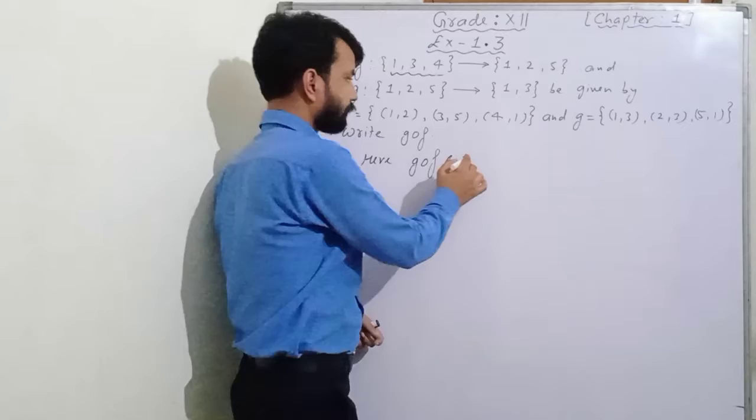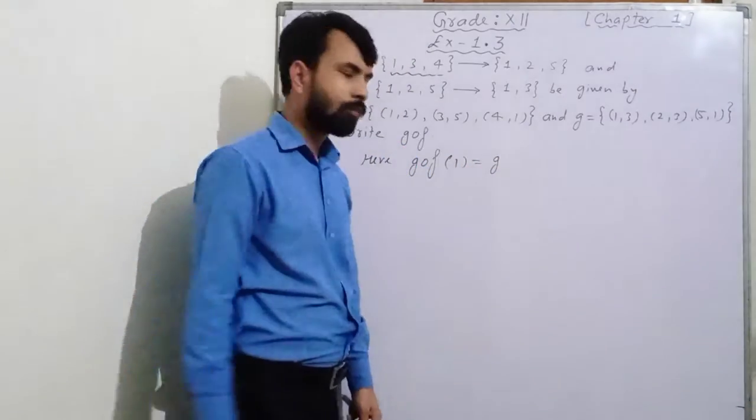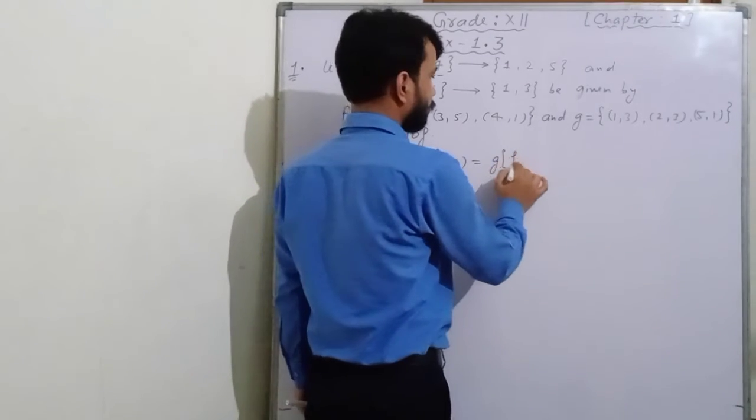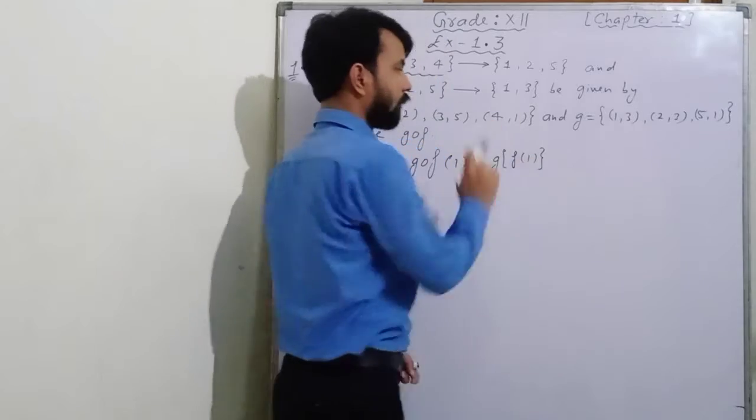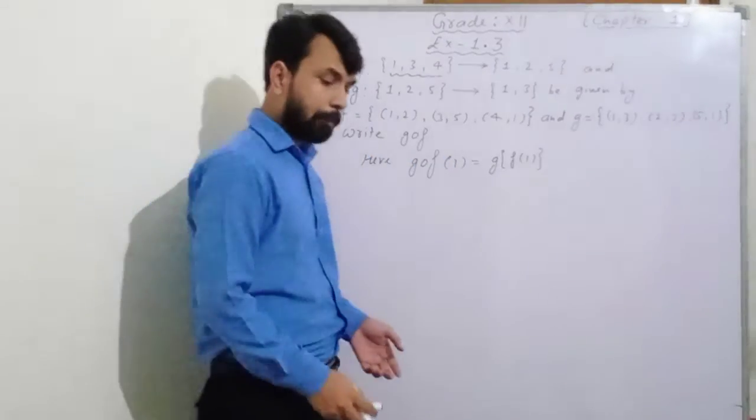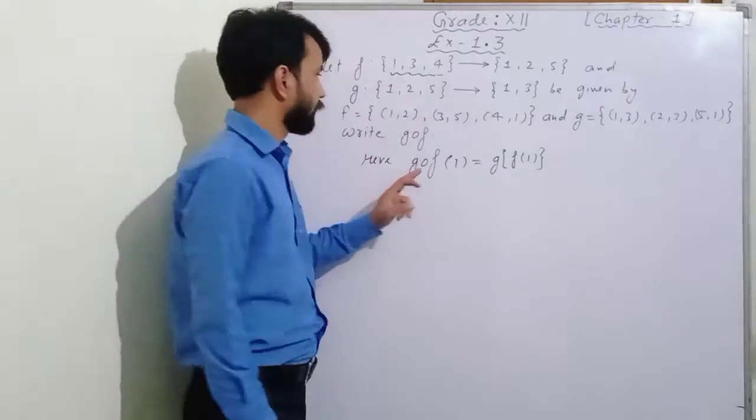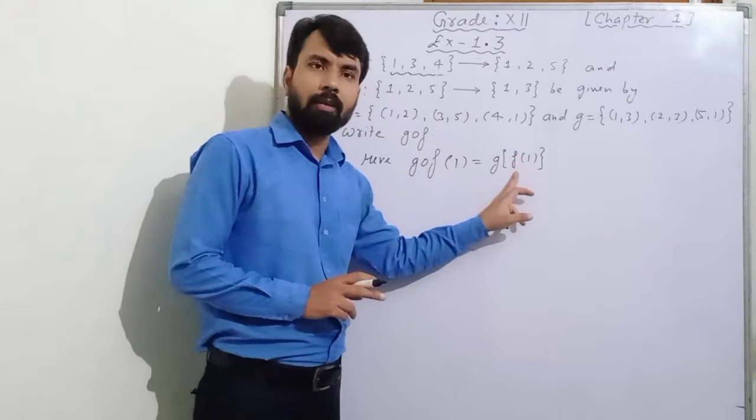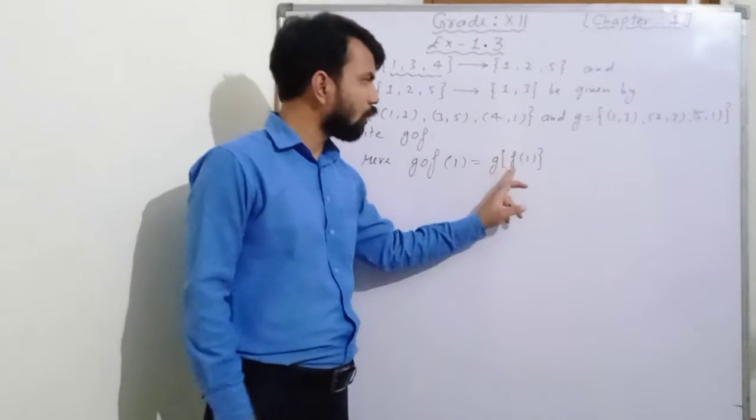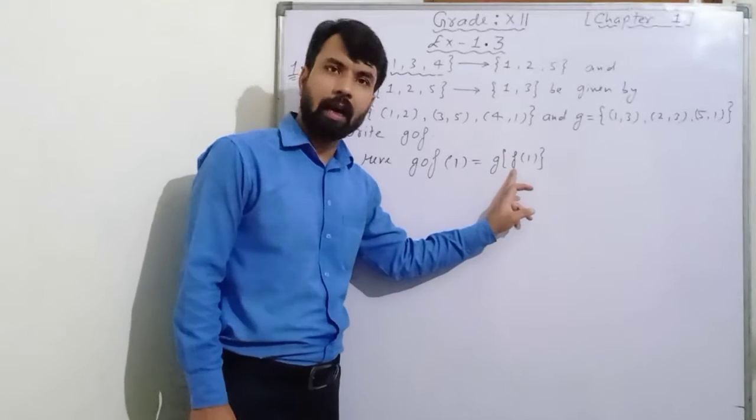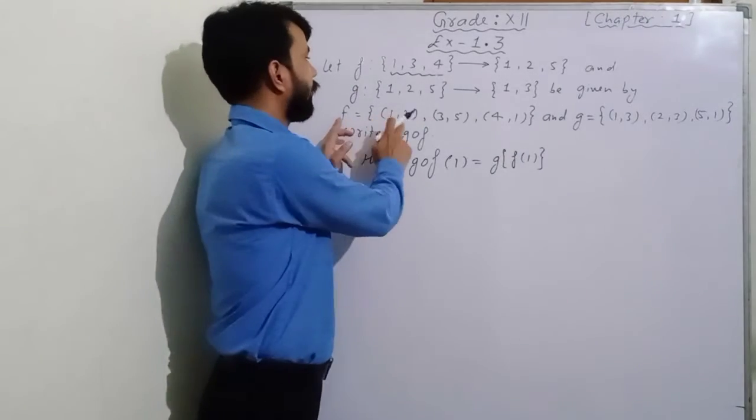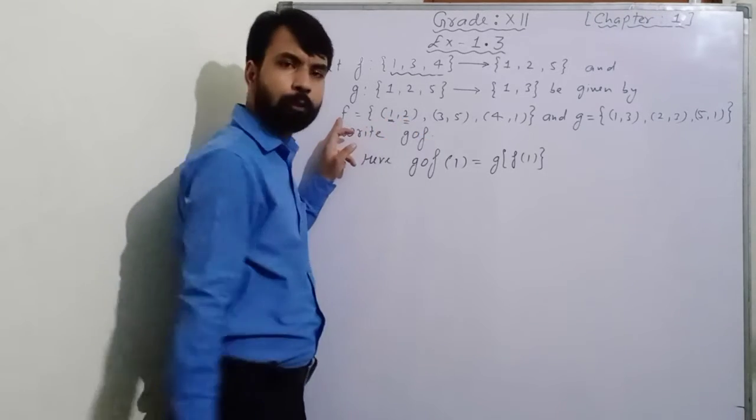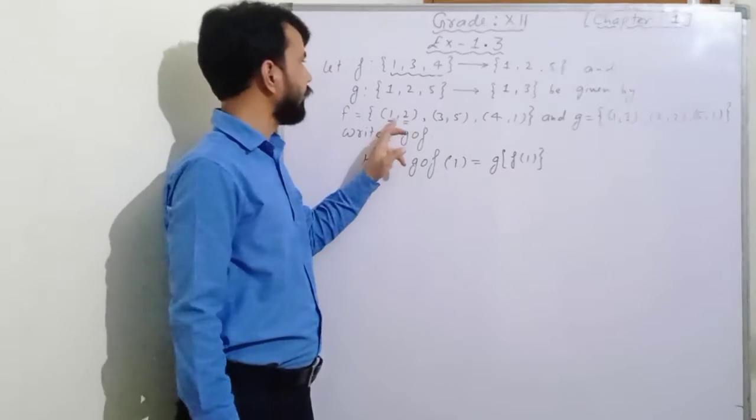Now see, g will remain the same. In place of the circle, we put a bracket f1. What is the meaning of f1? This is the image of 1 in the function f. f function is 1, 2, 3, 5, 4, 1. So the image of 1 is how much? 2. So the value of f1 is 2.